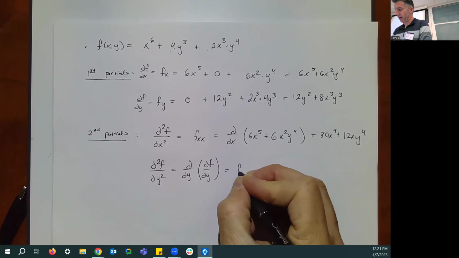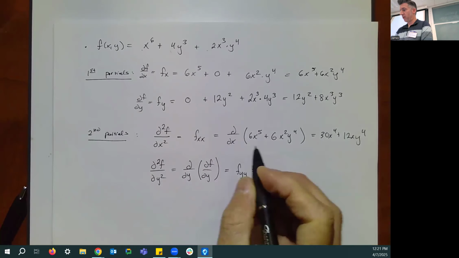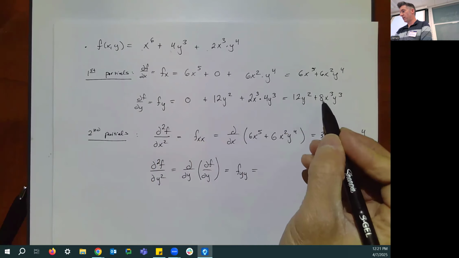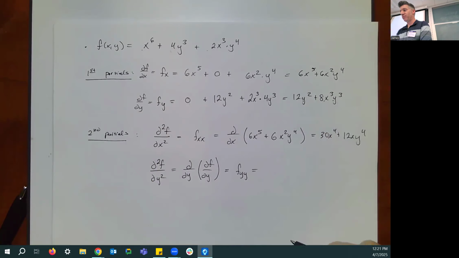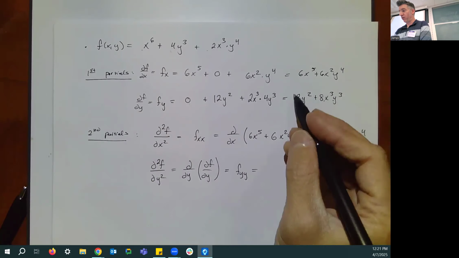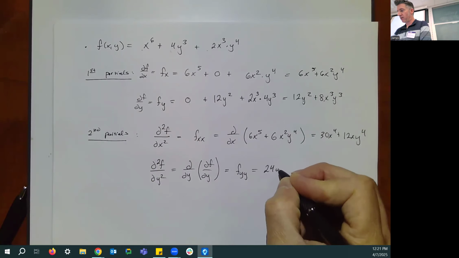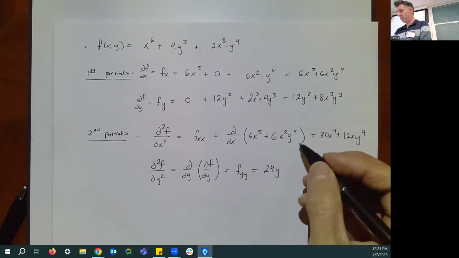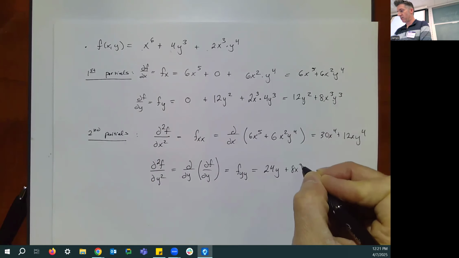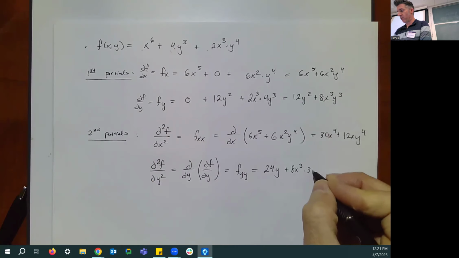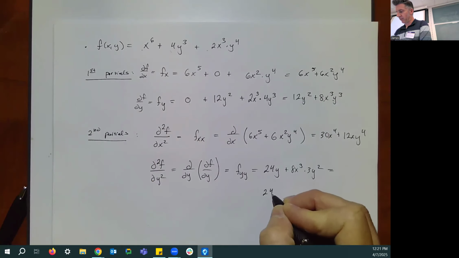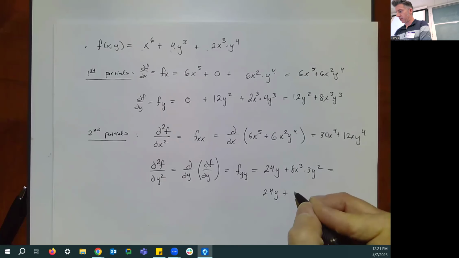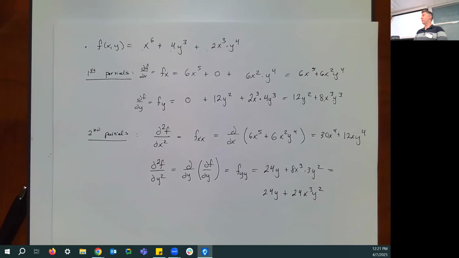Or again, you can write it as fyy. We're looking at our fy, 12y squared plus 8x cubed y cubed. And then we're going to take the derivative of that. So the derivative of 12y squared is 24y. The derivative of 8x cubed y cubed, the 8x cubed hangs out. The derivative of y cubed is 3y squared. Again, not super important to simplify here, but I like simplifying when I can. 8 times 3 is 24. So that's my second derivative with respect to y.